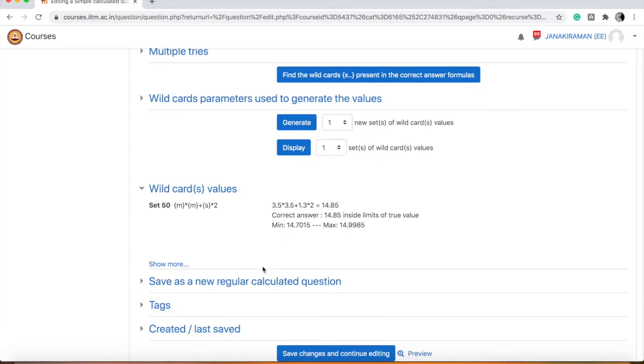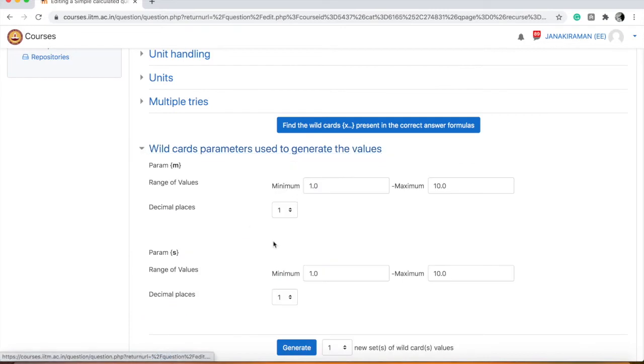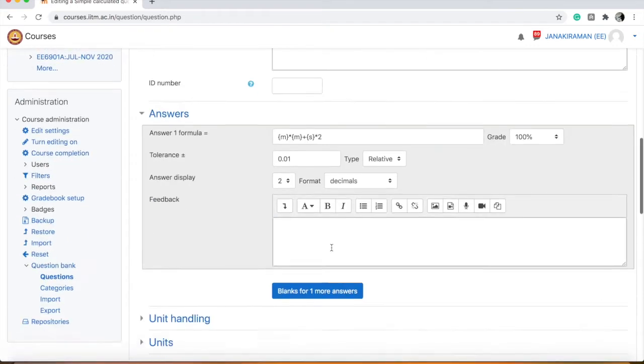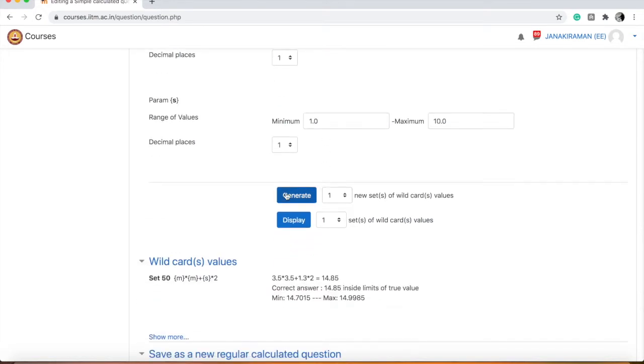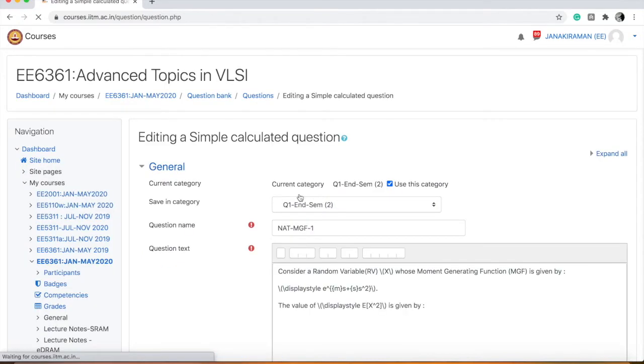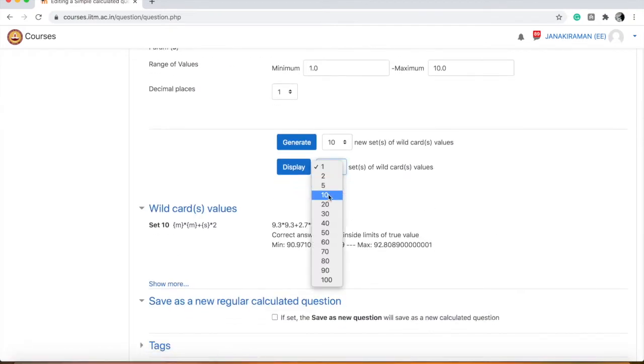First of all, the wildcard parameters: if I click on find wildcards present in correct answer formula, it will say that there are two parameters, m and s. You have to enclose them in flower brackets, by the way. That's a necessity there. So I am saying the mean, for example, is from 1 to 10, and the value of s is also from 1 to 10. I could set it according to my wish. And here, for example, I can generate about 10 random values, and then I can also display 10 of them.